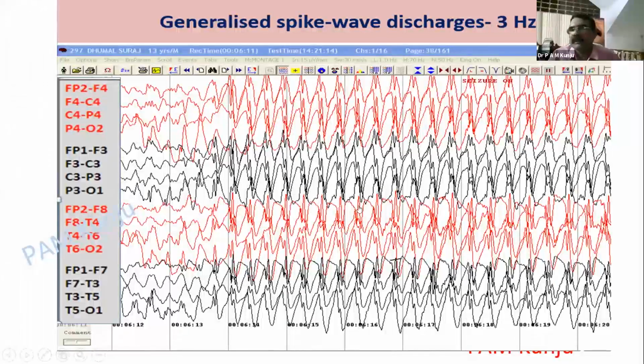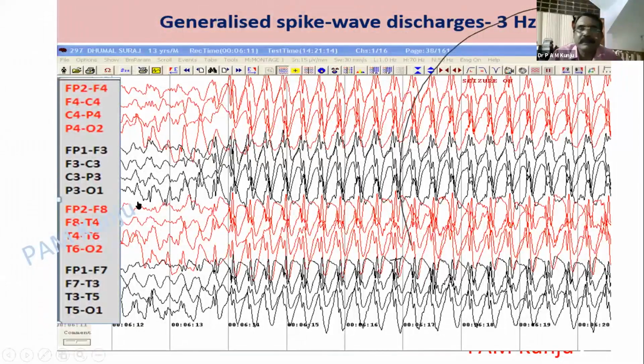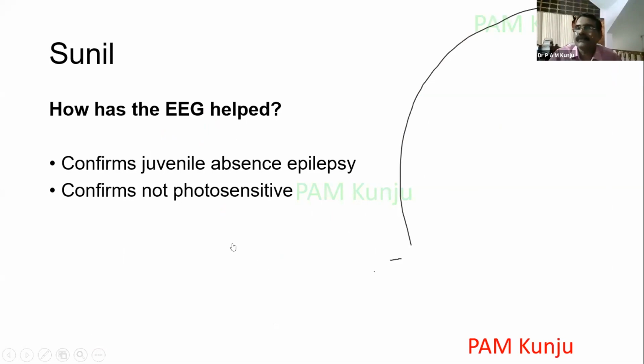And we have done photic stimulation. Photic stimulation did not show anything. So here the EEG has helped us confirm juvenile absence epilepsy, and there is no photoconvulsive sensitivity. So this child will require sodium valproate continuously, and you may have to do a repeat EEG after starting the medicines, maybe after 6 months, to see the responsiveness.